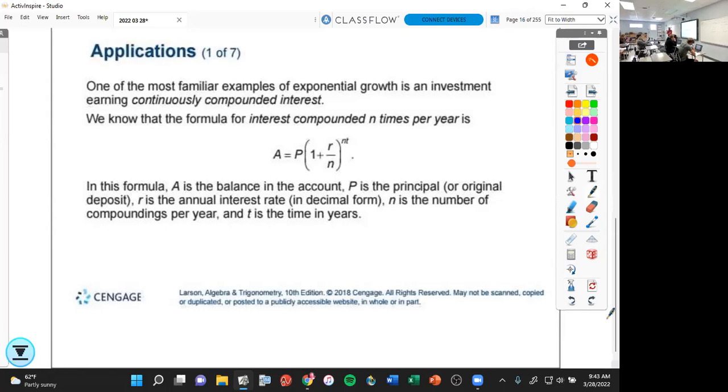Continuously means every microsecond is being computed. In fact, even more frequently than that. Continuously compounded means the compounding does not stop. Okay?